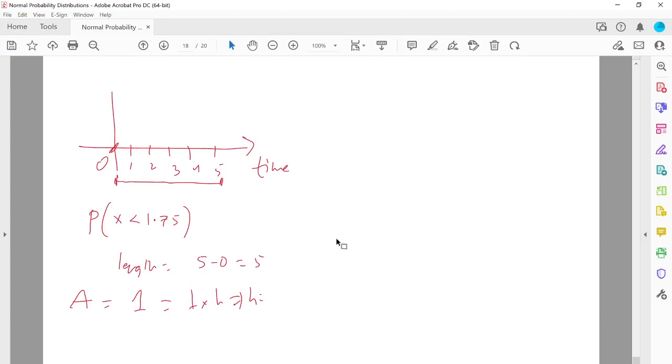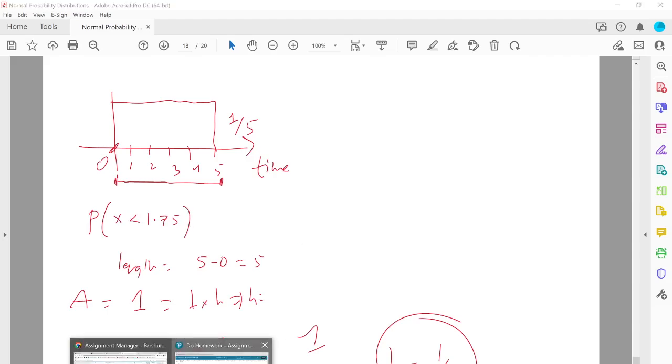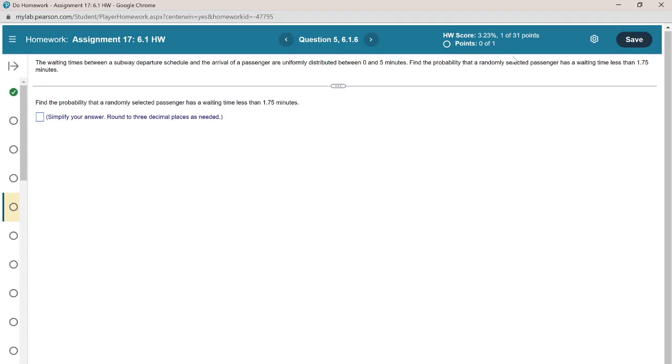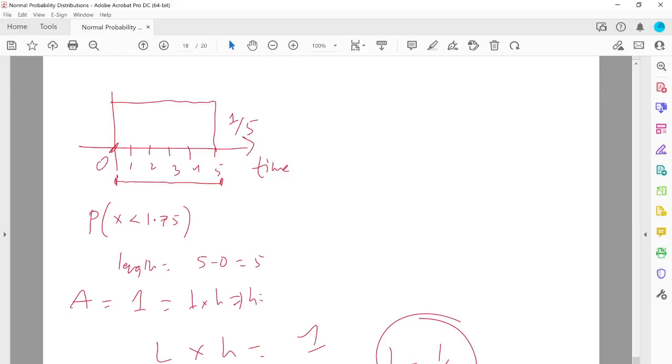Okay, so if length times height is 1 and length is 5, then 5 times height equals 1, so the height of this rectangle is 1 over 5. This is how we draw it, height is 1 over 5. Now, we would like to find the probability that if you randomly select a person, the waiting time is less than 1.75. So you can see that 1.75 is somewhere here. We would like to find the area under the curve, this area. So what is the area?